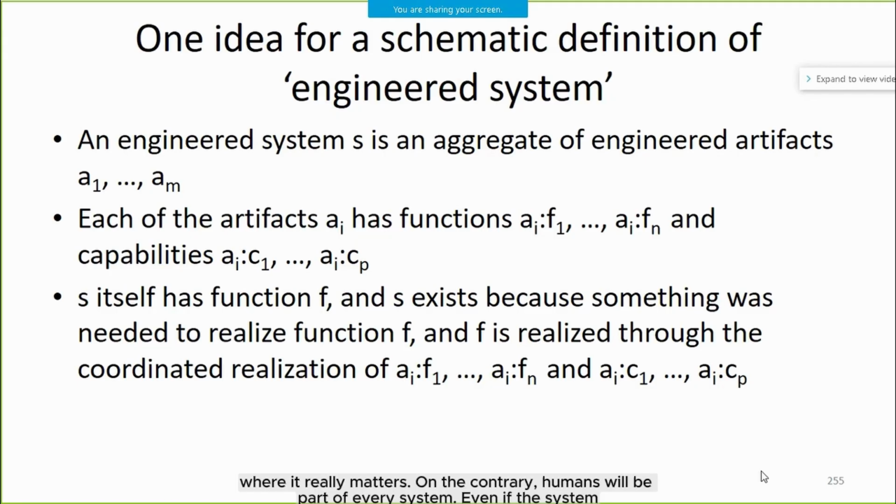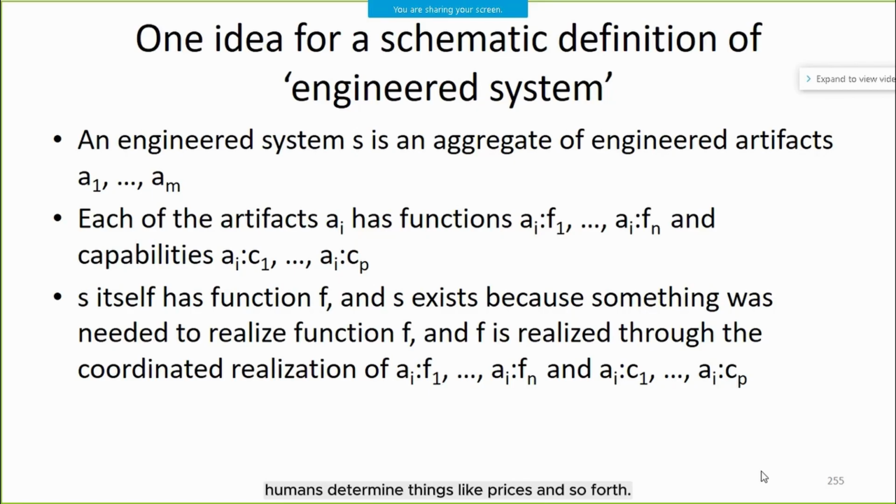So humans are never a part of the system? No, on the contrary, humans will be part of every system. Even if the system involves assembly lines which are completely automated, there will still be humans there to determine all kinds of questions. For instance, when the assembly line fails, there will always be humans in the loop. Humans determine the objectives, humans determine things like prices and so forth.